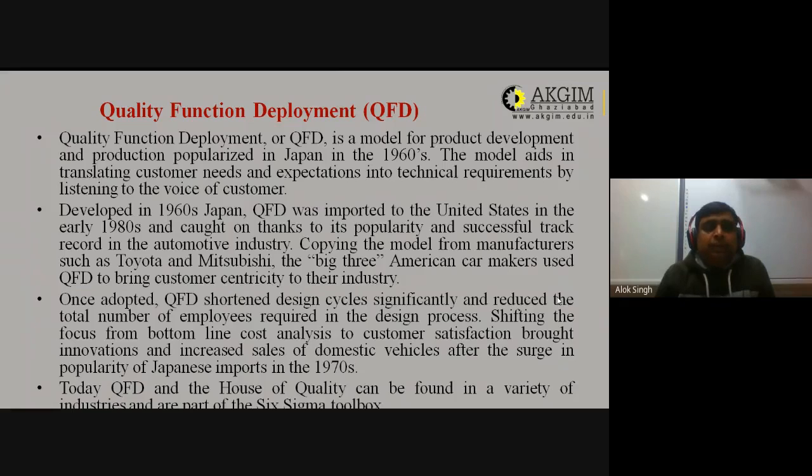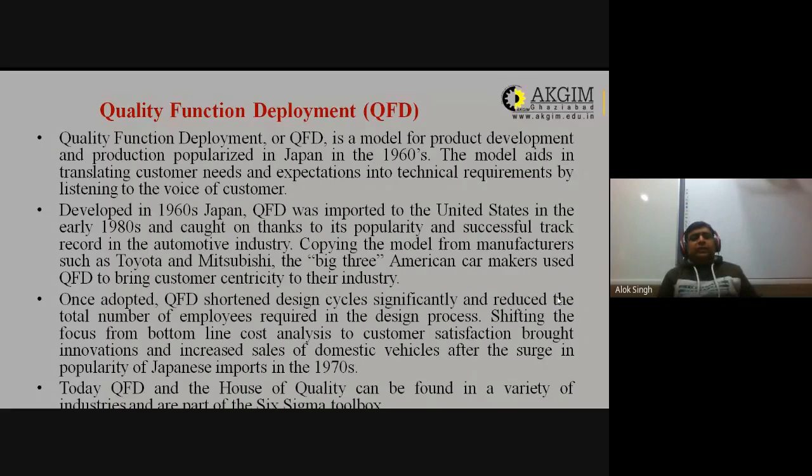Once adopted, QFD shortened the design cycle significantly and reduced the total number of employees required in the design process. Shifting the focus from bottom line cost analysis to customer satisfaction brought innovation and increased sales of domestic vehicles after the surge in popularity of Japanese imports in the 1970s.